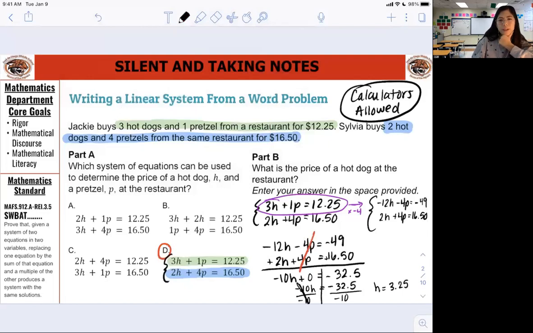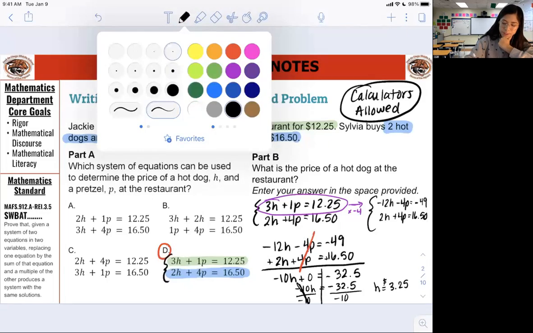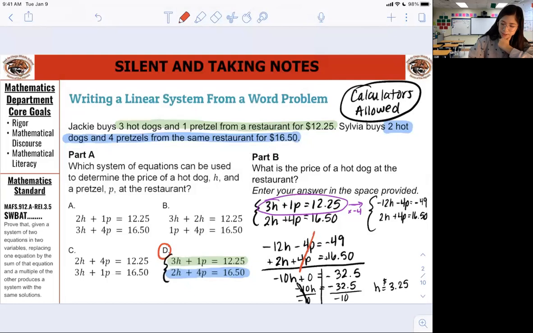3.25. Now, what does that actually mean? The hot dogs equal $3.25. The hot dogs are $3.25, which is exactly what this question was asking us for, right? It wanted, what was the price of the hot dogs? Per hot dog or all three of them? Per hot dog. Good question. One hot dog is $3.25, and then she bought 3 of them, right? So in total, she paid what for hot dogs?